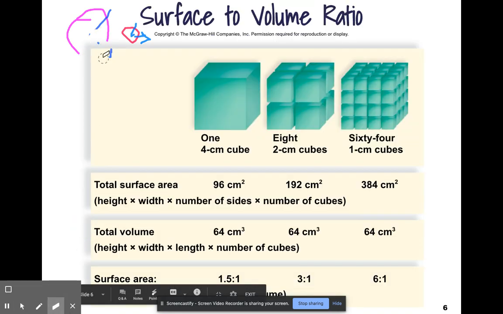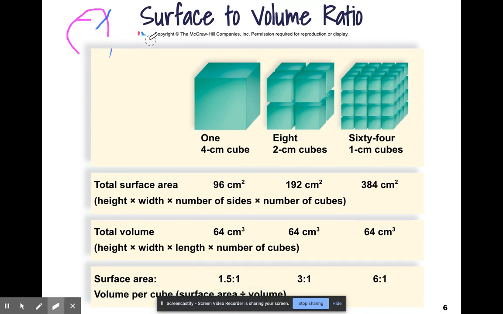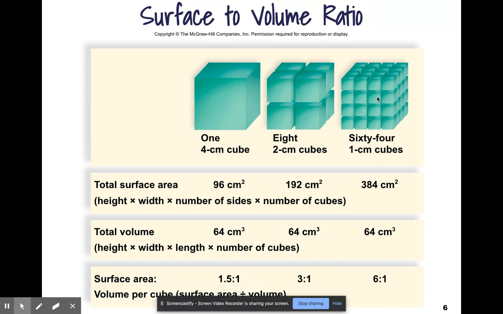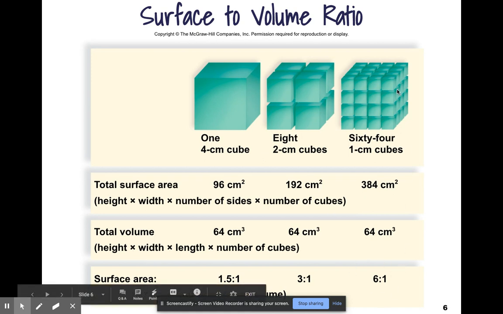Here's an example of surface to volume ratio. We're looking at these 3 different cubes. We have one that is 4 centimeters, one that is 2 centimeters, and one that is a 1 centimeter cube. So we have one big one, 8 2-centimeter cubes, and 64 1-centimeter cubes, which are the same as this one big cube. If we look at surface area to volume ratio, this here has a lot more surface area as opposed to this one.